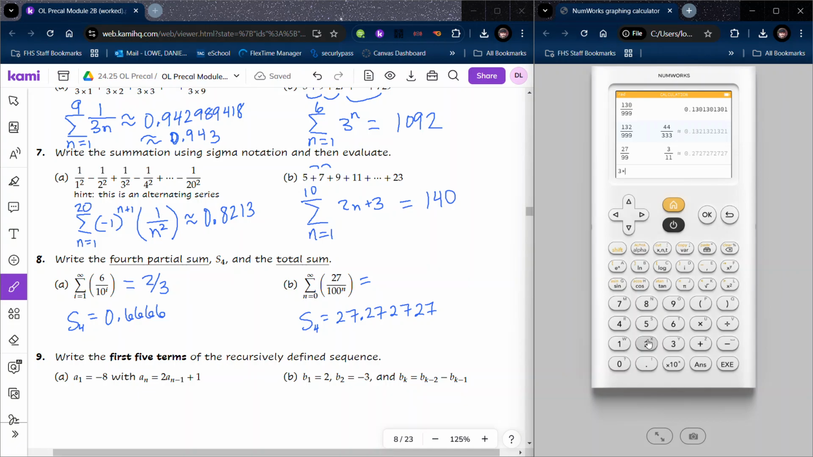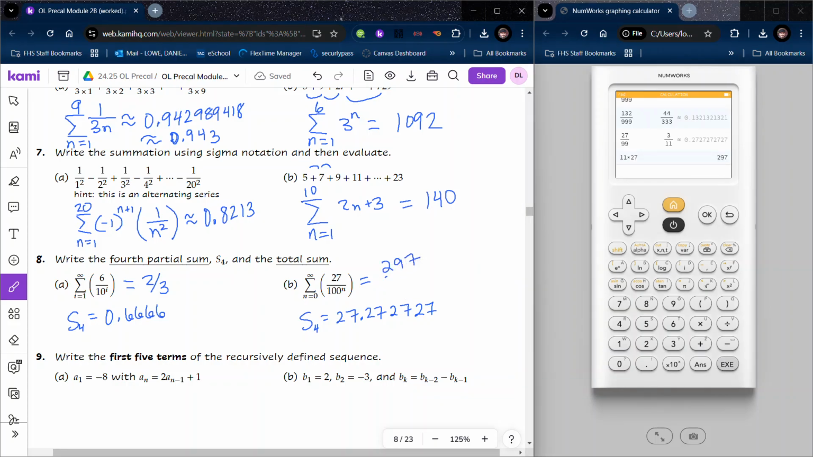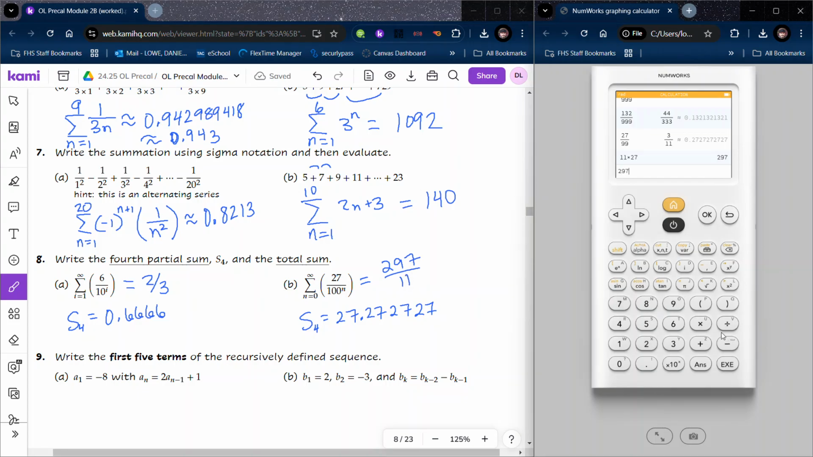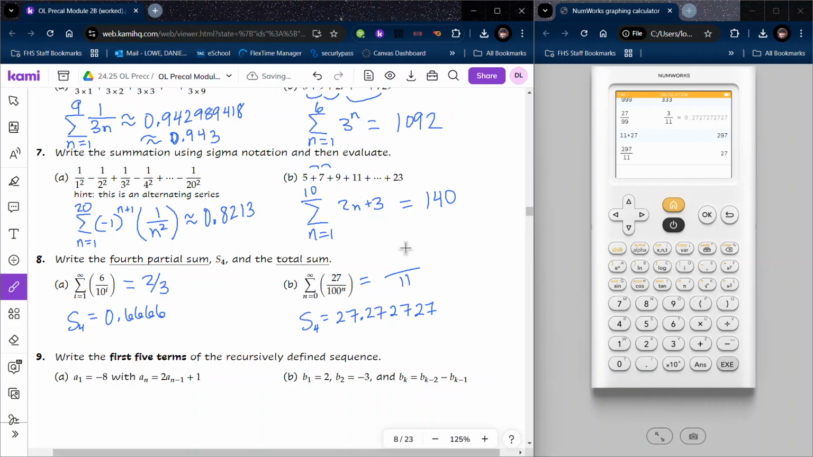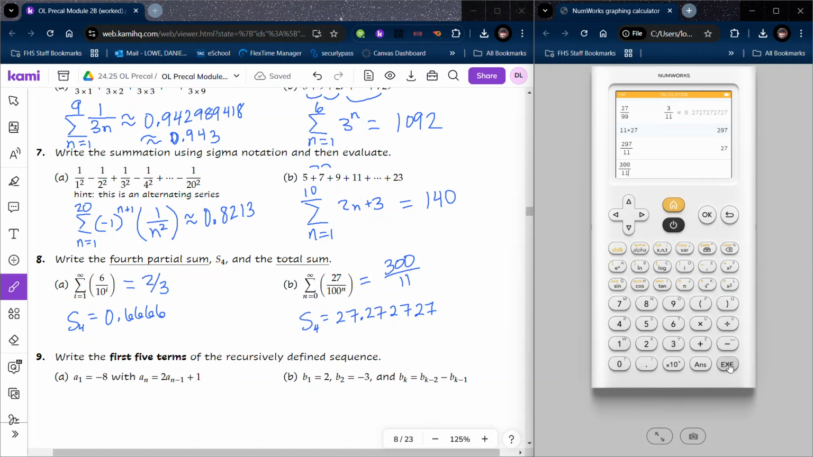And I can say, well, what's 11 times 27? That is 297. So I could say that exactly 297 divided by 11, right? And we could double check that. 297 divided by 11 is 27. But wait a second, I need the plus 3. So that's going to be 300 divided by 11 once we check our work, and that gets us 27.27 repeating.